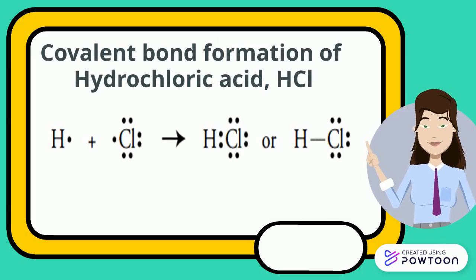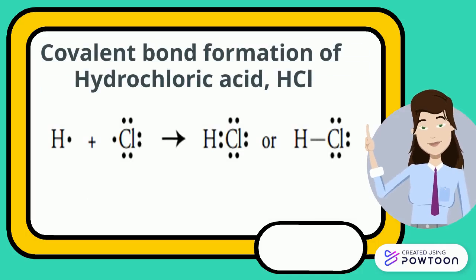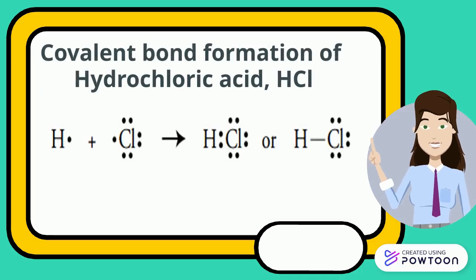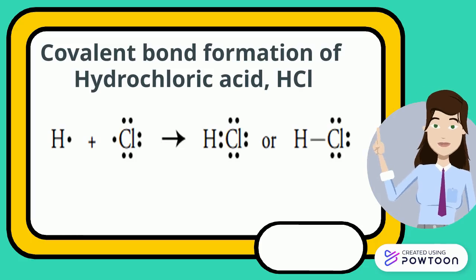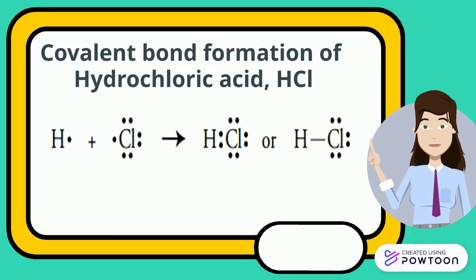Let us look into the formation of hydrochloric acid. The compound comprises 2 nonmetals, hydrogen and chlorine. During the formation of the covalent bond between these two atoms, the 2 nonmetals tend to share one pair of electrons to become stable, forming a single bond.